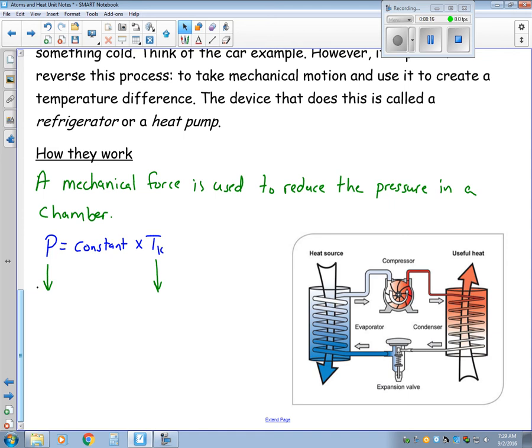I've got a little picture here showing a basic schematic. That mechanical force reducing pressure, we call that a compressor. So you can see the compressor in that. By running the device forward and backwards, we can either heat or cool something.